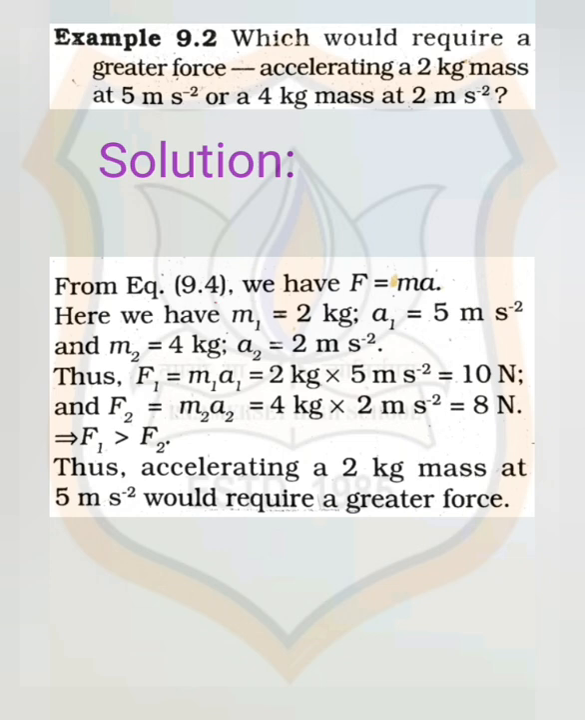And now the second force, that is F2. F2 is equal to m2 into a2, where the second mass m2 is 4 kg and acceleration a2 is 2 meter per second square. So on solving this, we have 4 into 2, that is 8 kg meter per second square, or simply 8 Newton. On comparing force 1 and force 2, we have force 1 is greater than force 2. Thus accelerating a 2 kg mass at 5 meter per second square would require a greater force.